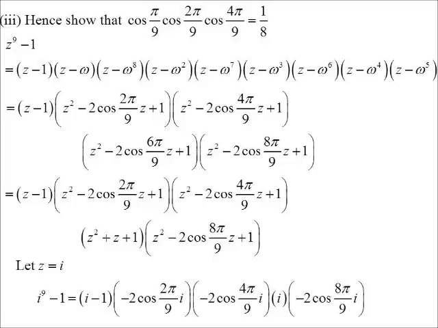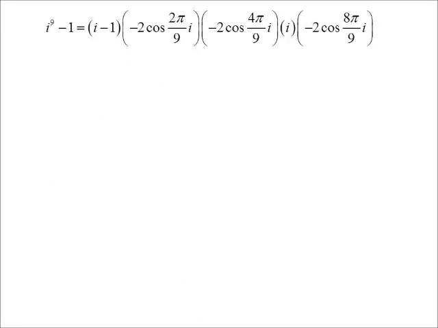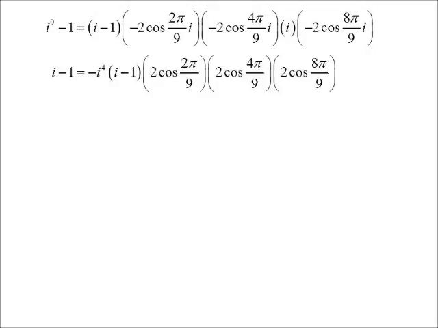So, bit of factorising to do here. I've got common factors here of negative 2i, negative 2i, negative 2i. I can pull those out. The i's have it. So I've got i minus 1 there still, but just dealing with the i's, i times minus i times minus i gives me minus i to the power of 4. i to the power of 4 is 1, so I just have minus out the front here. Look what I did on the left-hand side, i to the power of 9 minus 1.